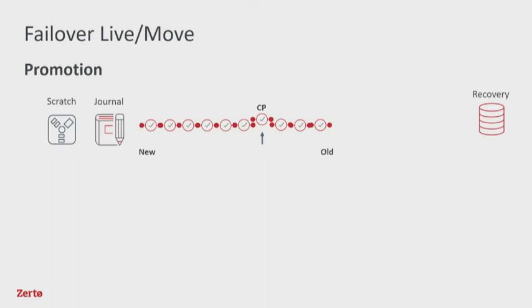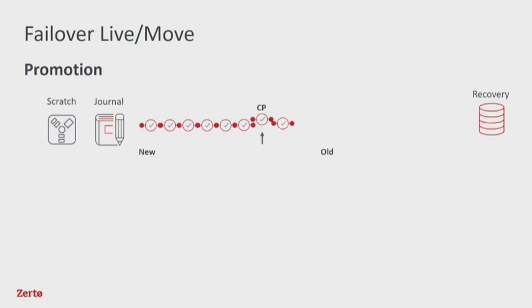When we finish, or when you commit the failover, live, and move operation, you have the VMs up and running on the recovery site. What happens next is a promotion. This is a task that can take quite a bit of time. Basically, we take the data from the checkpoint you've selected and before that, and we start applying it into the recovery volume. This operation can take a lot of time.